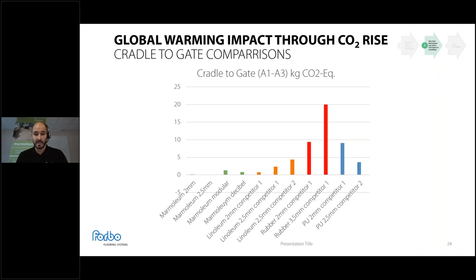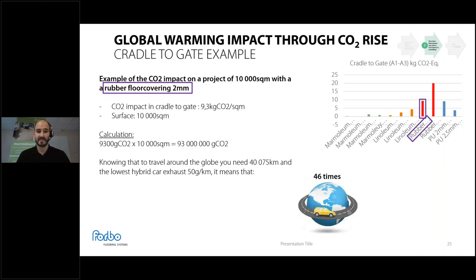So as you can see, a rubber product is higher than our product, than the linoleum floor covering, in terms of CO2 impact. So knowing that, just to explain how it works, an example of the impact for a project of 10,000 square meters with a rubber flooring. If you take the first one, the less emissive one, the result is 9.3 kilograms of CO2 per square meter. If the surface of your project is 10,000 square meters, the calculation is easy. It's 9,300 grams multiplied by 10,000 square meters. This is for your project. The impact of the CO2 just to cradle to gate, just to extract and to produce this floor covering for 10,000 square meters.